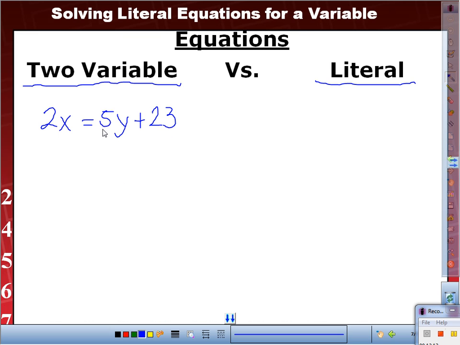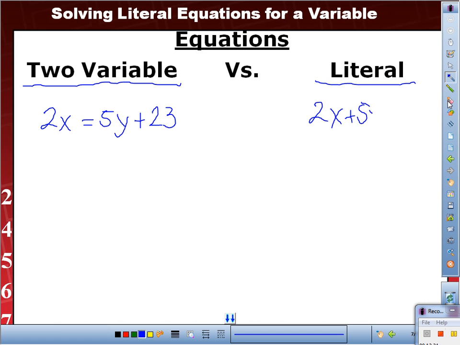All right. Is that a two-variable equation? Yes. Now I'm going to make it a literal equation. 2x equals 5y plus 23 cubed. Why is it a literal equation? Because it has how many variables? It has 3, so it's 2 or more. So this one is a literal equation. So you make up a two variable and then give me a literal. Hurry up, hurry up, hurry up.